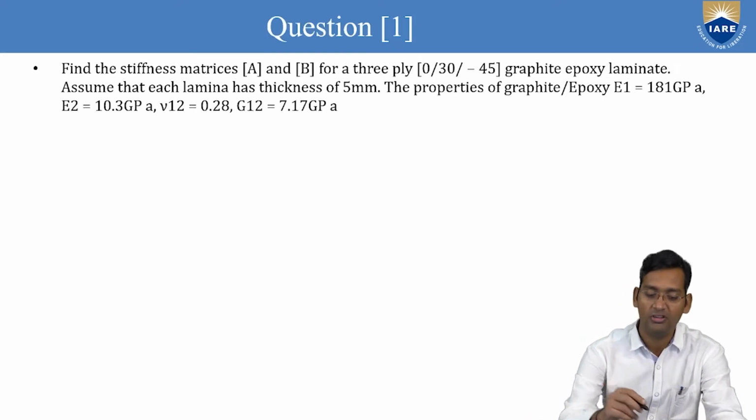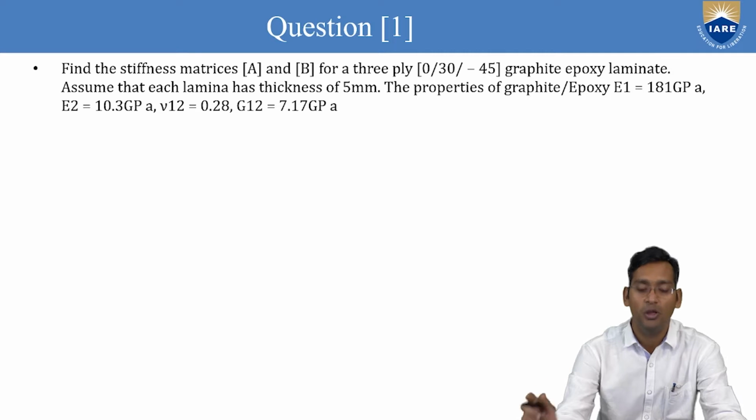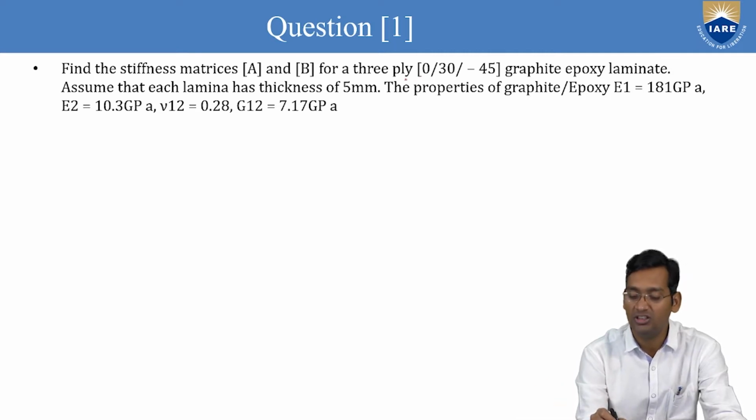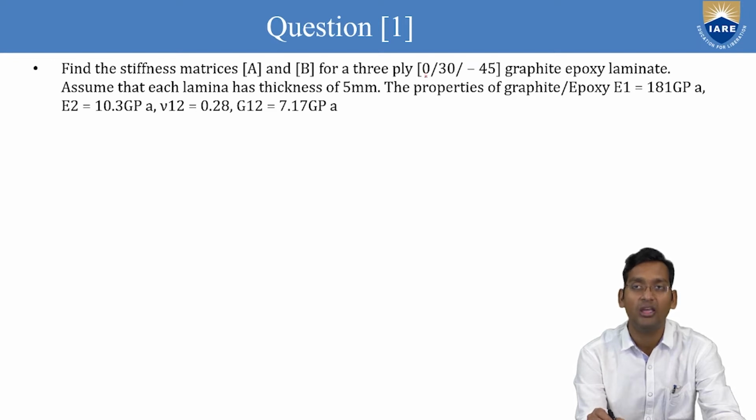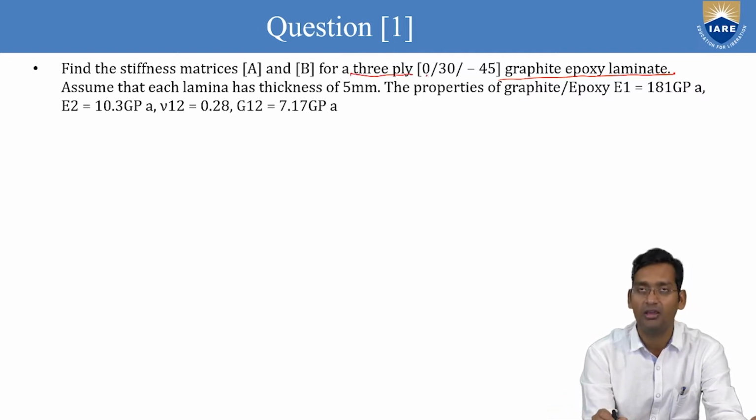So just see here what is given. Find the stiffness matrices A and B for a 3-ply graphite epoxy laminate. The angles are given: the first ply is at 0 degrees, the second at 30 degrees, and the third at minus 45 degrees. So it is a graphite epoxy laminate having 3 plies, with the first ply at 0 degrees, second ply at 30 degrees, and third ply at minus 45 degrees.